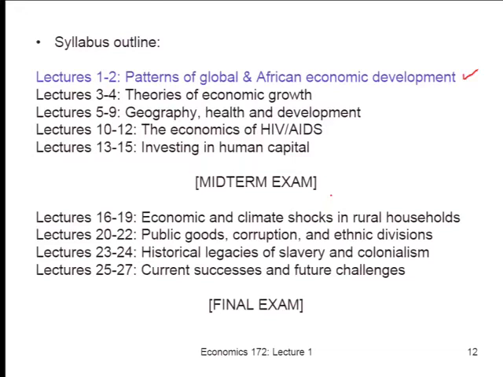So all these different dimensions of investment in human capital look worse in sub-Saharan Africa than other parts of the world. We're going to try to understand why and which programs have been effective at improving that situation. So there's going to be a very strong focus on human capital. That's really the first half of the course through the midterm.